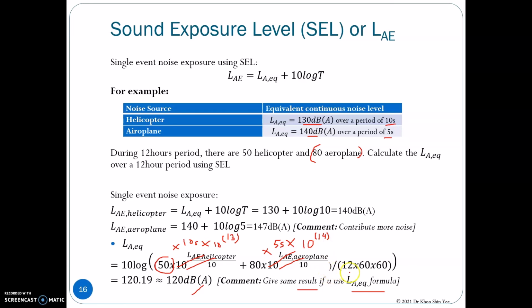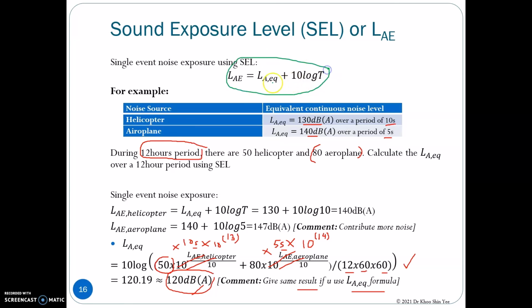And you need to divide with 12 hours, which is given in this information. And since the unit for the time is in second here, therefore we need to convert 12 hours into second as well by multiplying it with 60 minutes per hour and 60 seconds per minute. If you compute this, then you should obtain the same answer as well.